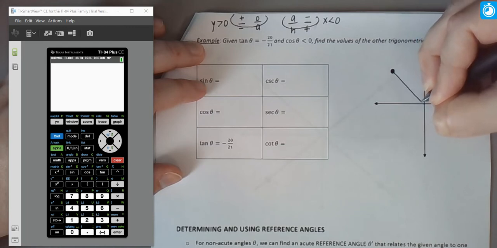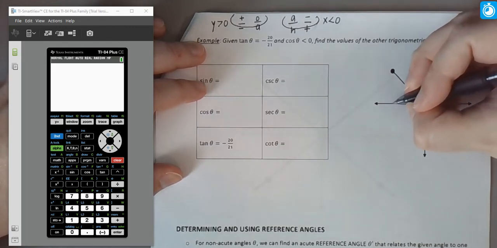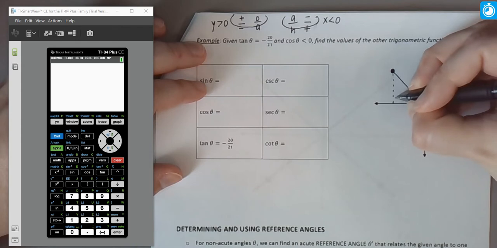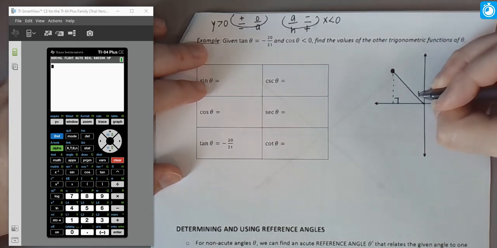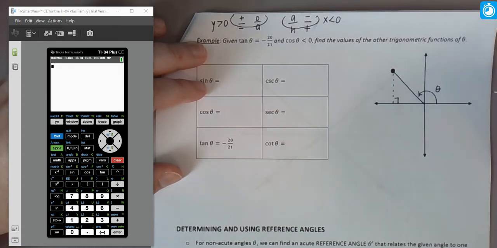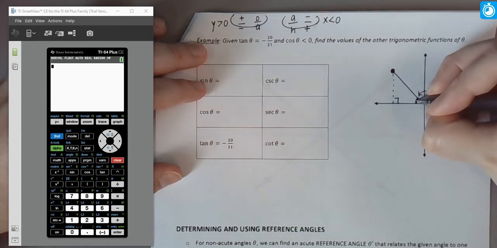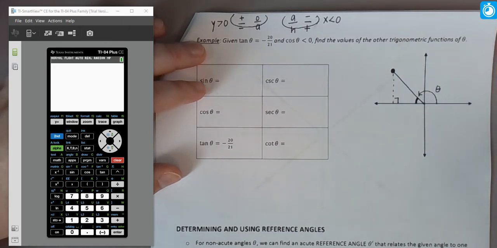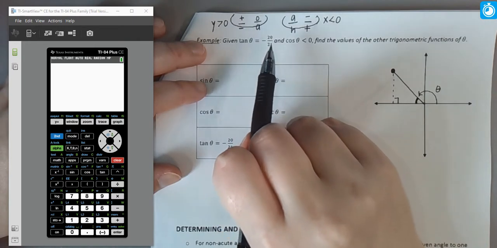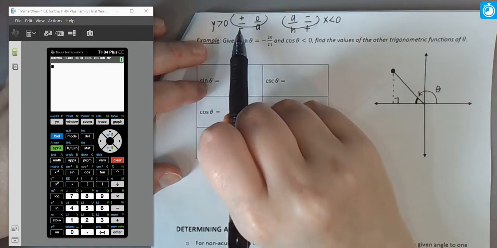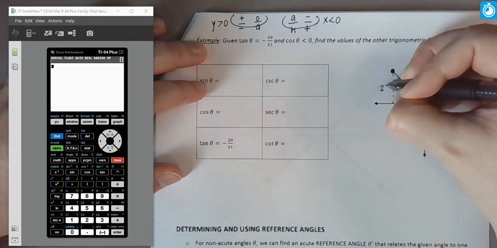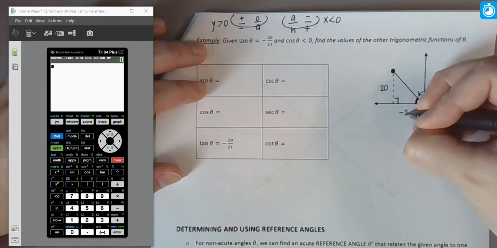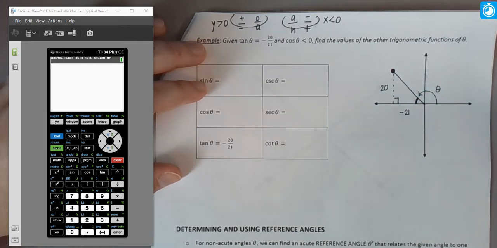So here's the terminal side of our angle. Here is the line we can draw to draw our right triangle. So this is going to be our angle, theta. And this is going to be the associated acute angle we use to draw our triangle and define our ratios. So tangent is our opposite over adjacent, and we know the opposite is positive and the adjacent is negative. So the opposite has to be a positive 20 and the adjacent has to be a negative 21.